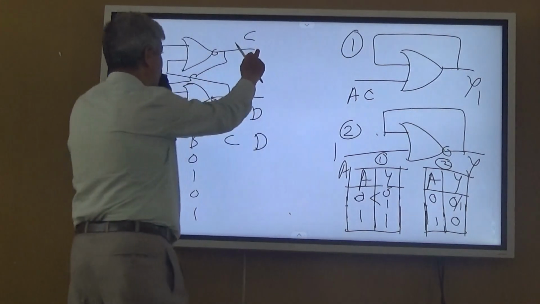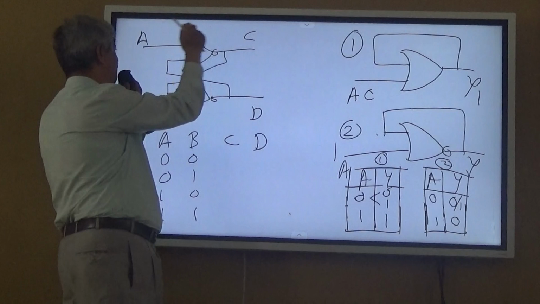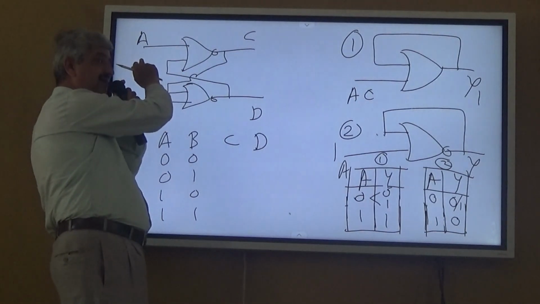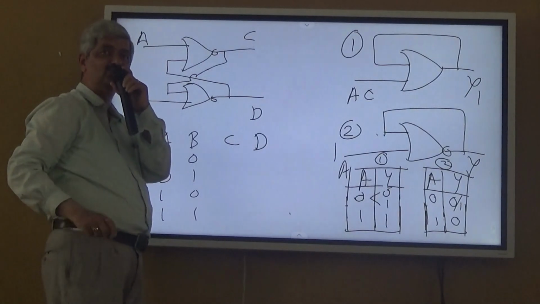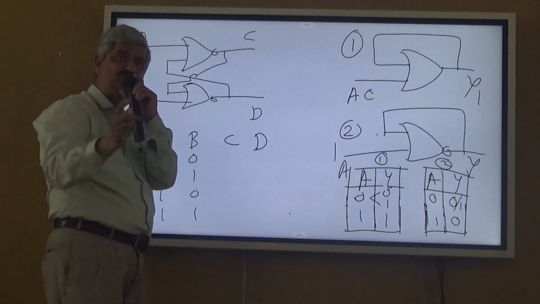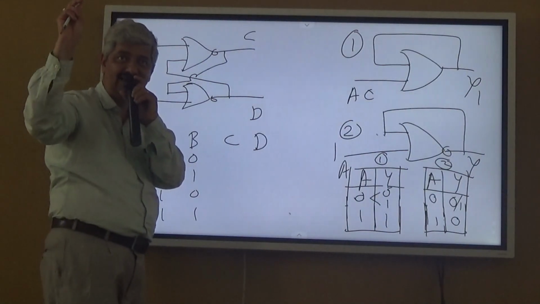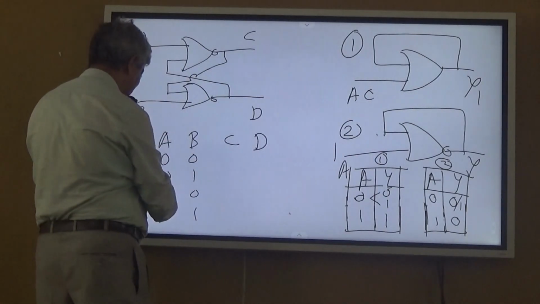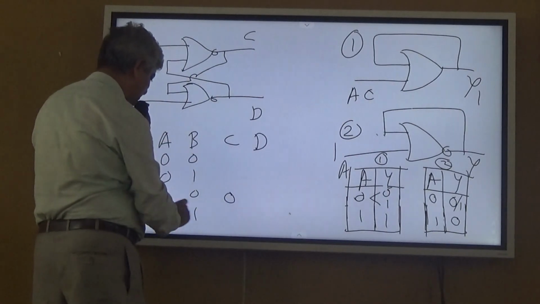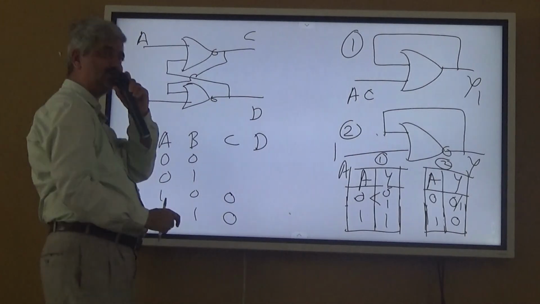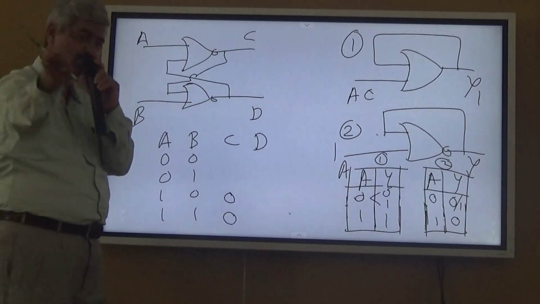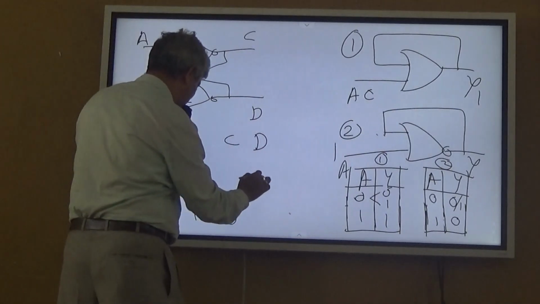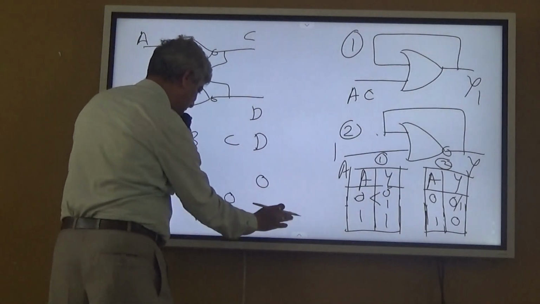C is the output of a gate whose one input is A. So wherever A is 1, put C as 0. Right? So A is 1 here, put C0. A1 here, put C0. What about the second case? Wherever B is 1, D is 0. So B is 1, put D0 here.